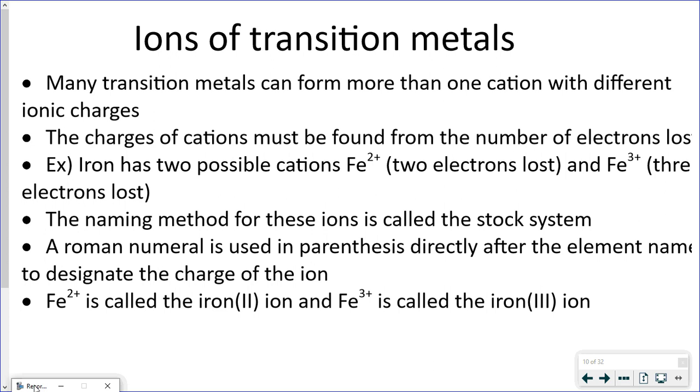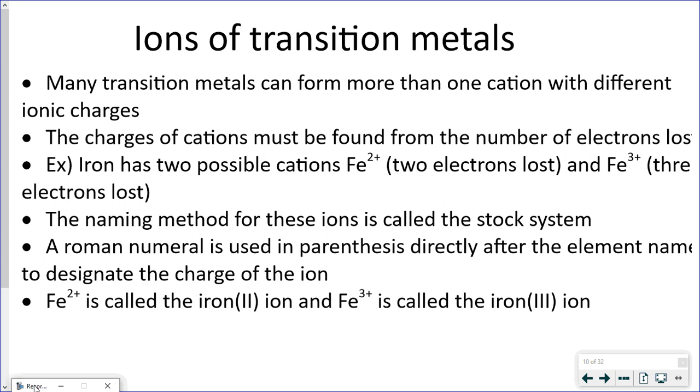The charges of the cations have to be found from the number of electrons lost, because transition metals are able to lose electrons from multiple places whenever we look at their electron configurations, which is what gives them different charges. So for example, iron has two possible cations. It can be iron with a positive 2, where it lost 2 electrons, or it can be iron with a positive 3, where it lost 3 electrons.